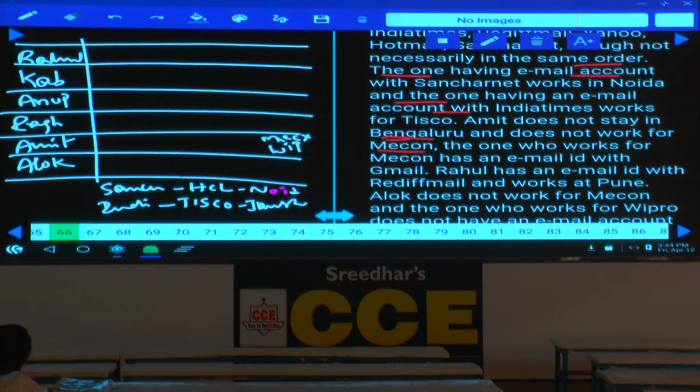And the one who works for Mecon has an email ID with Gmail, isn't it? Now this Gmail is Mecon, and Mecon is in which place? Ranchi. And see, these 3 are fixed as of now. And Rahul has an email ID with Rediff. Rahul, and what is the email ID here? Rediff, and works at Pune. And Pune means, tell me what is the company here? Telco is Pune. Telco is the company and the place is Pune.